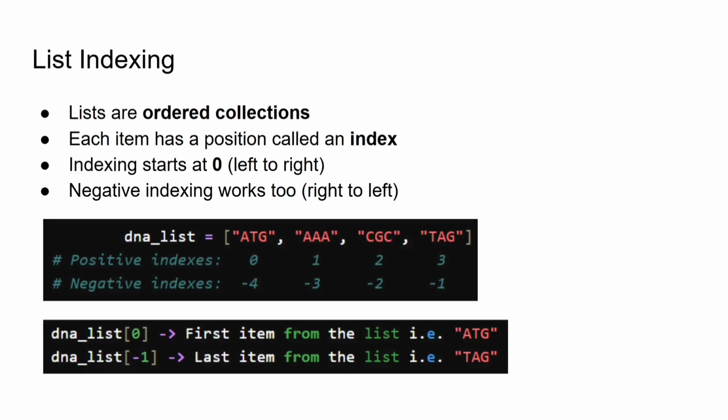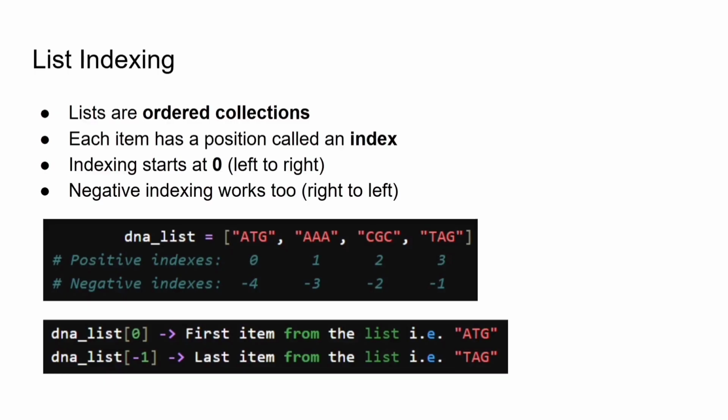Just like strings, lists are also ordered. This means every item has a position, also called an index. Positive indexes start from 0 on the left, so ATG is at index 0, AAA is at 1, CGC is at 2, and TAG is at 3. Negative indexes start from minus 1 on the right, so TAG is at minus 1, CGC is at minus 2, AAA is at minus 3, and ATG is at minus 4.